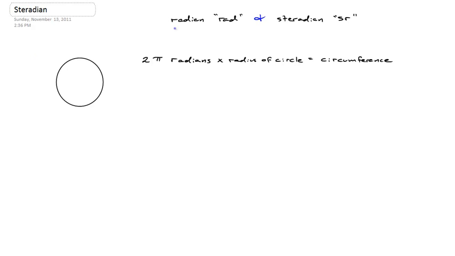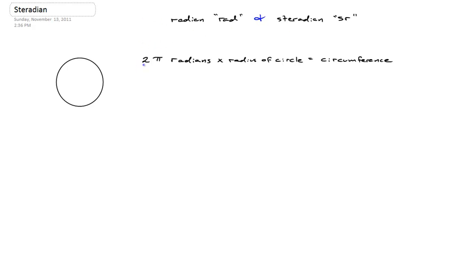So I want to highlight the differences between a radian and a steradian. Now that we're into radiation in more detail, we come across this unit of a steradian, and it's conceptually difficult at first, for me anyway. But you're familiar with the idea of a radian.